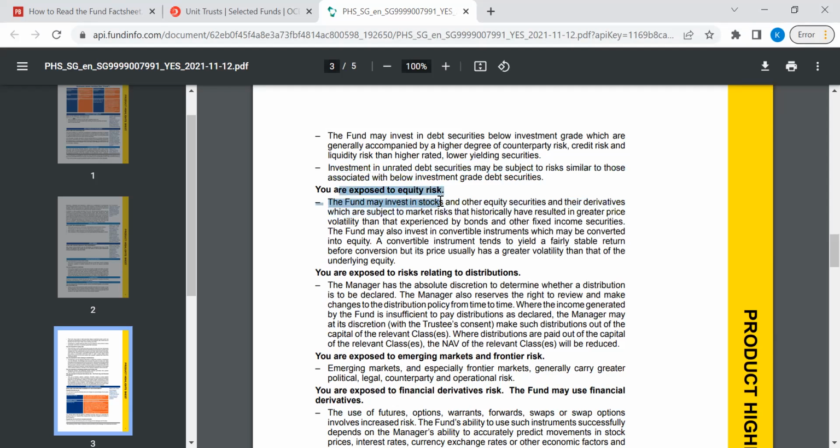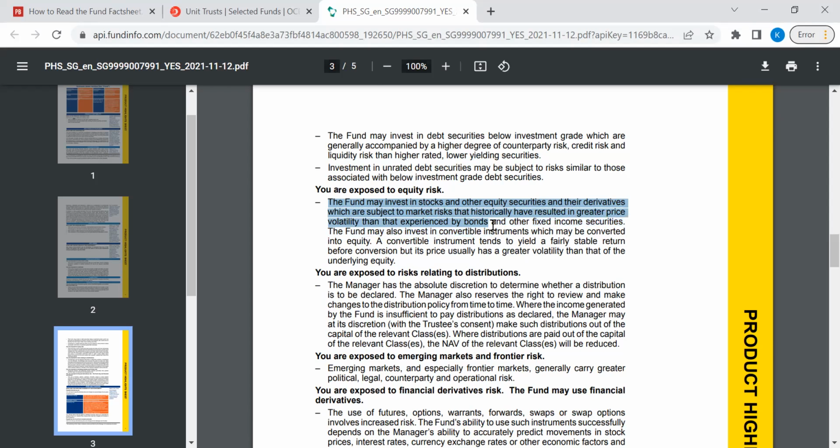You are exposed to equity risk, right? Basically, equity is also commonly known as stocks. Stocks can go up, stocks can go down. So this is quite easy to understand, right? The fund might invest in stocks and other equity security and their derivative, so you're subject to market risk and historically have resulted in greater price volatility than experienced by bonds.